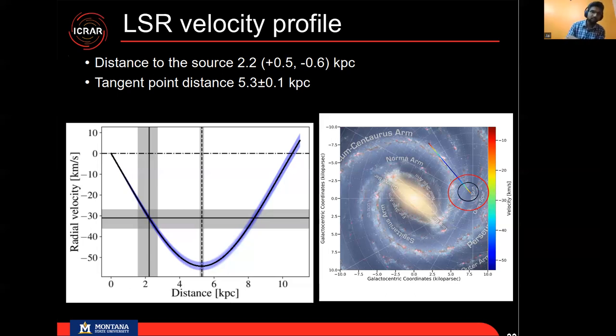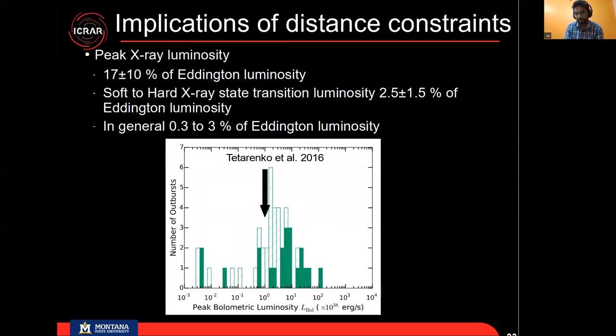And when we use the distance constraints to understand the physical properties of the system, what we found, can we go to the next slide? Yeah, so the peak luminosity is around 17 plus minus 10%, which is canonical. You can see that this particular system belongs to the canonical levels. Although at the peak we detect a radio flux density of nearly 520, which is comparable to what we detected in the case of 1535.